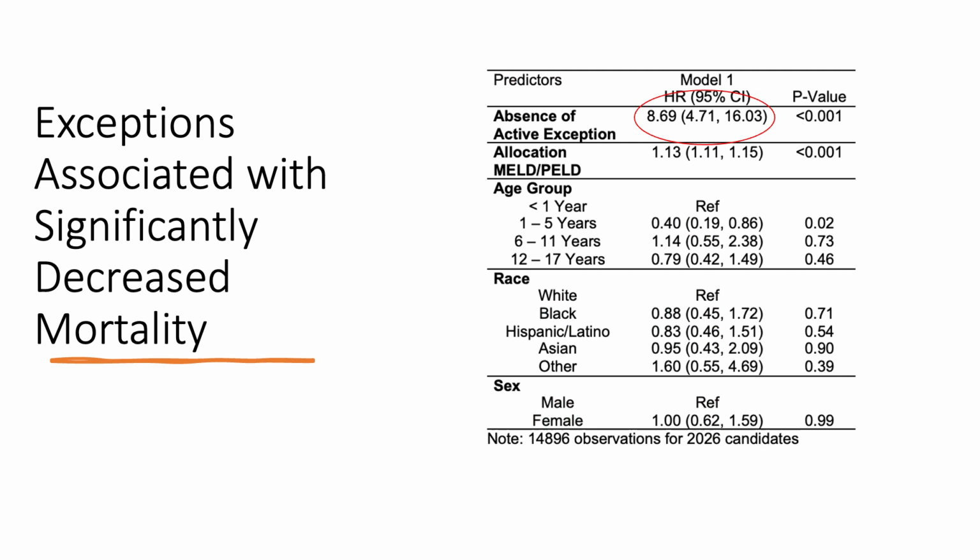This is our main model here. So we looked at the hazard ratio associated with absence of an active exception. And here we can see that if you did not have an exception during your time on the waitlist, that was associated with an almost 9 times increased risk of pre-transplant mortality. And this is even after controlling for allocation MELD-PELD, age group, race, and sex.